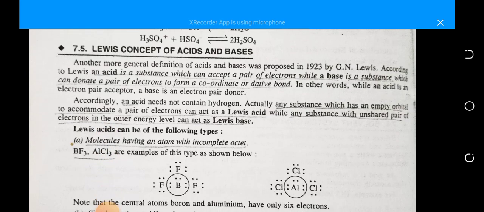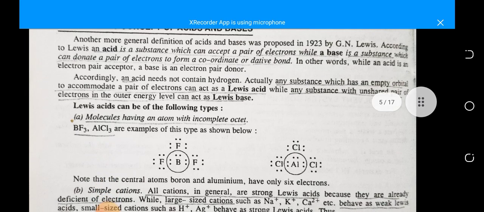Lewis concept of acid and base. Another more general definition of acid and base was proposed in 1923 by G. N. Lewis. According to Lewis, an acid is a substance which can accept a pair of electrons, while a base is a substance which can donate a pair of electrons to form a coordinate or dative bond. In other words, while an acid is an electron pair acceptor, a base is an electron pair donor.